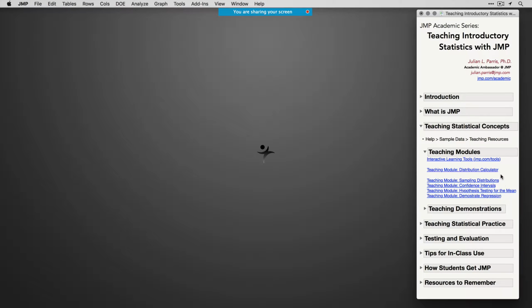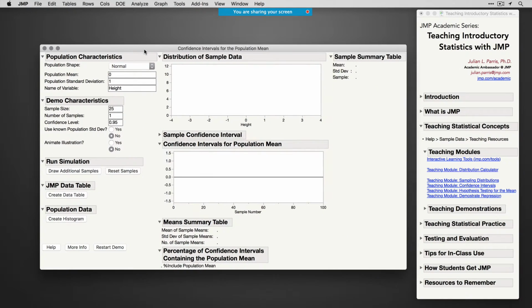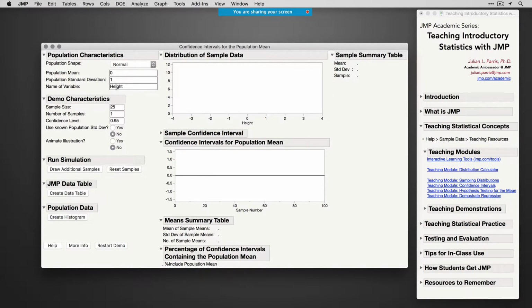All right, so beyond the sampling distributions, perhaps the next thing that is often very difficult for students to grasp without really seeing how it works is confidence intervals. And just like the sampling distribution demo, there are population characteristics along the left here, demo characteristics, and then how you want to run the simulation. And the basic structure of this is when I click Draw Sample, JMP will show the distribution of sample data from that population. So we had a sample size of 25 here.